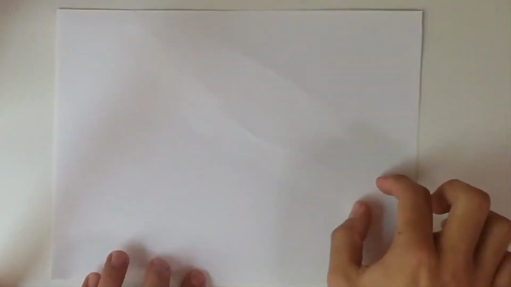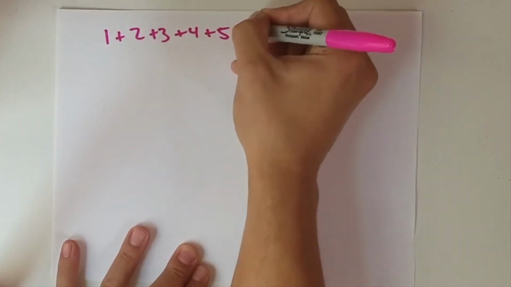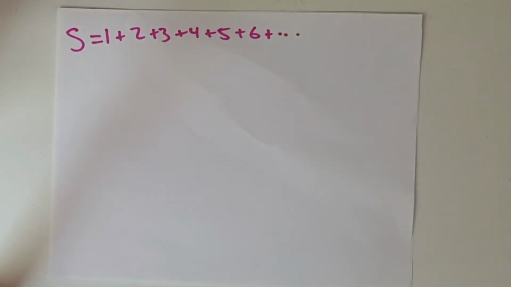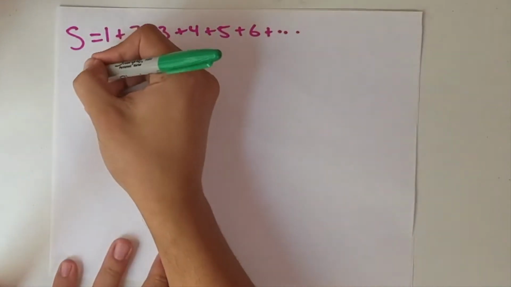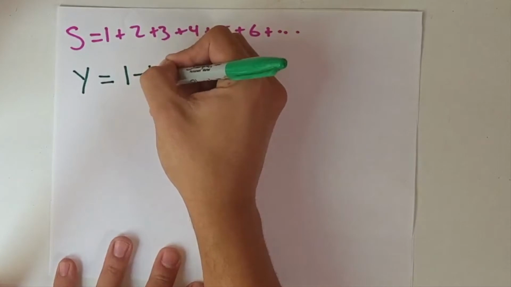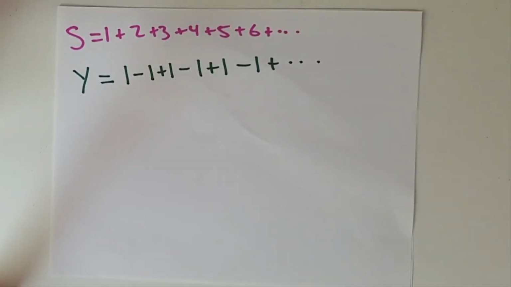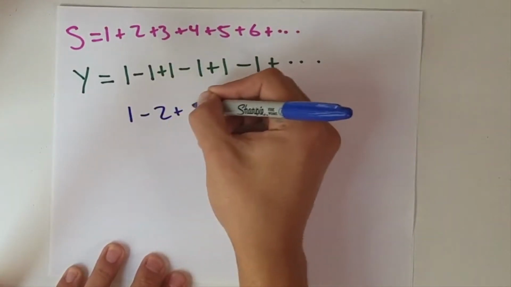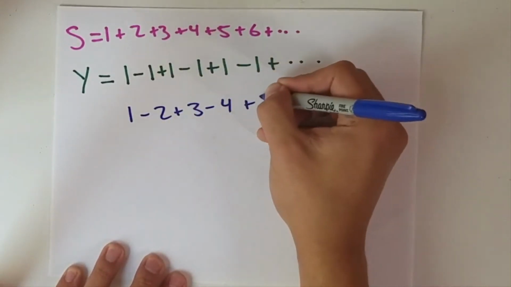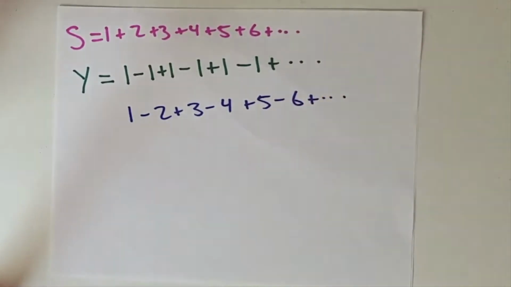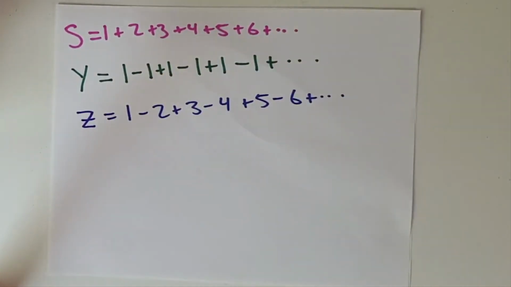To prove this, let's set up three different series. The first one we already listed, and we will denote this as S. The next one will be 1 minus 1 plus 1 minus 1 plus 1 minus 1 plus, etc., and we will denote it as Y. And lastly, we will list 1 minus 2 plus 3 minus 4 plus 5 minus 6 plus, etc., and denote that as Z.